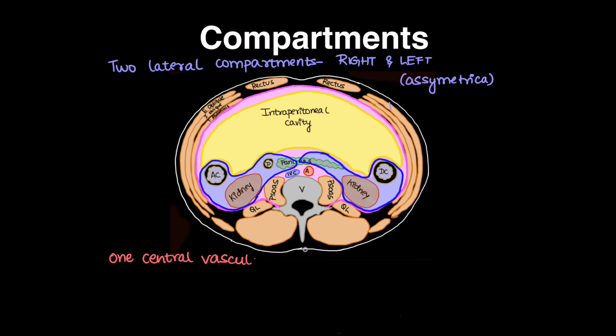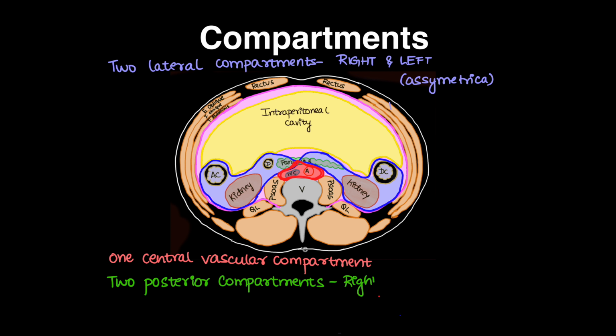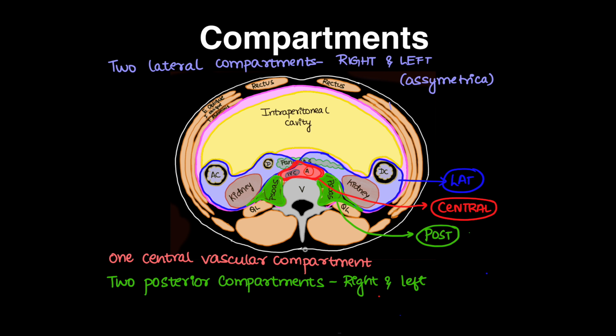There is one central compartment which is also known as vascular compartment. So in between these 2 lateral compartments there is central vascular compartment of retroperitoneum. Remaining is 2 posterior compartments of retroperitoneum. So behind the 2 lateral compartments we have this in green color what I'm outlining. These are the 2 posterior compartments of retroperitoneum. This is lateral, central vascular and posterior compartments of retroperitoneum. So there are totally 5 compartments.